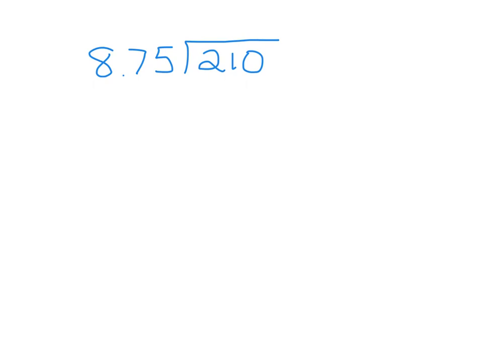Sometimes it's necessary to write one or more zeros as placeholders in the dividend to complete the division. So here we have 210 divided by 8.75. We need to place a decimal point after this 210 and put a couple of zeros out there. Remember, placing this decimal point at the end and adding zeros after here doesn't change the value of this number at all. It's still 210.